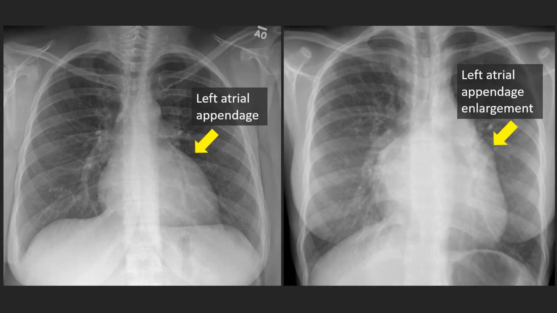Notice on the left how there's a relatively smooth border of the upper left heart border, which is just inferior to the left main pulmonary artery. Compare this to the study on the right, which demonstrates left atrial enlargement. Notice the prominent contour below the main pulmonary artery shadow from an enlarged left atrial appendage.